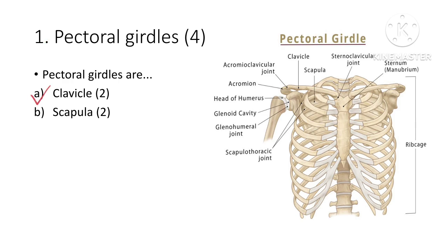The clavicle is a long, S-shaped bone that runs horizontally across the front of the upper chest, connecting the sternum to the scapula. It keeps the shoulder joint away from the rib cage, allowing for greater mobility of the arm.